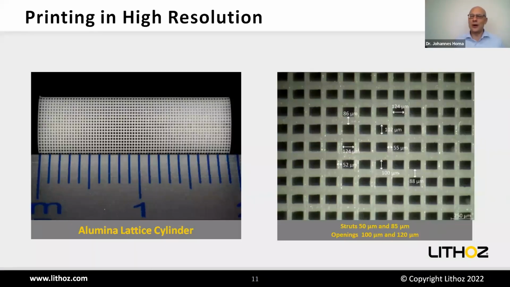One other issue where we can use LCM very much is to make very fine and delicate structures. So we can go down to 50 microns in strut thicknesses. And as you can see here, it always looks very big on the screen, but basically these are very small and tiny parts, and these struts are thinner than a human hair.